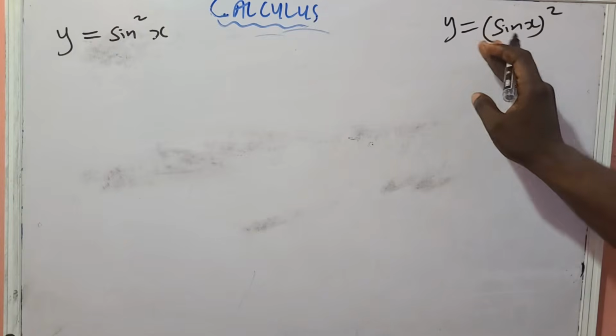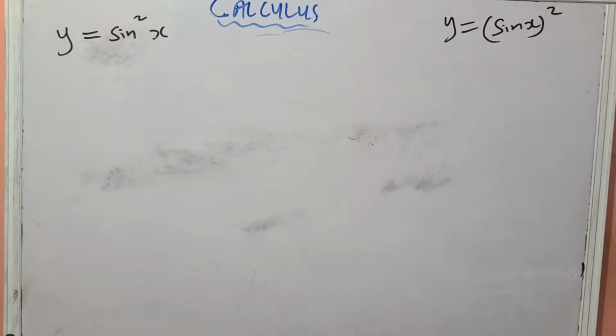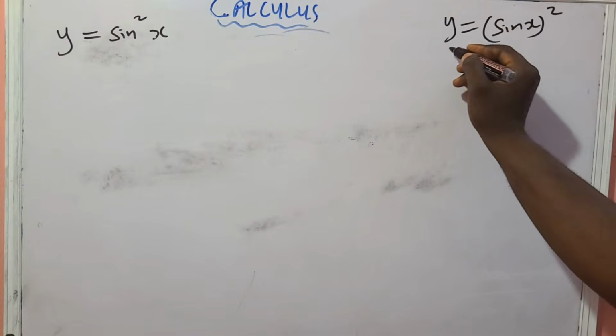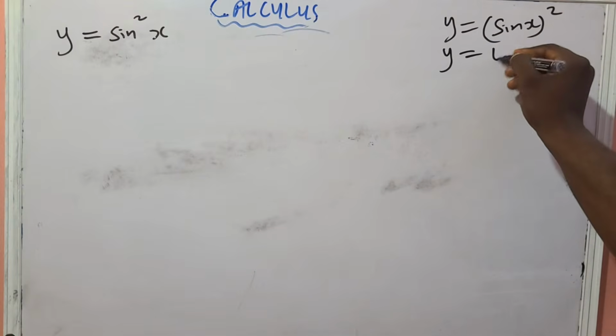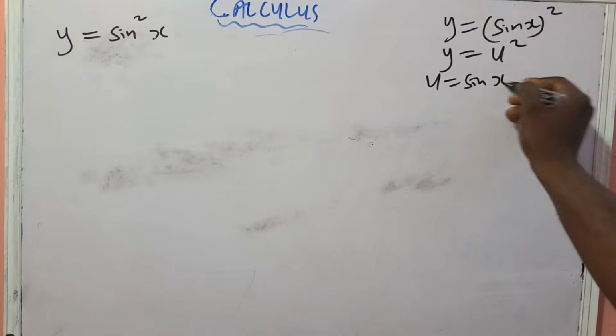For chain rule, I will still explain all these rules: chain rule, product rule, quotient rule. I will explain those things some classes ahead of us. But look at what we're doing here. We'll take sine x as u, so we'll say y equals u squared. So u is equal to sine x, obviously, right?